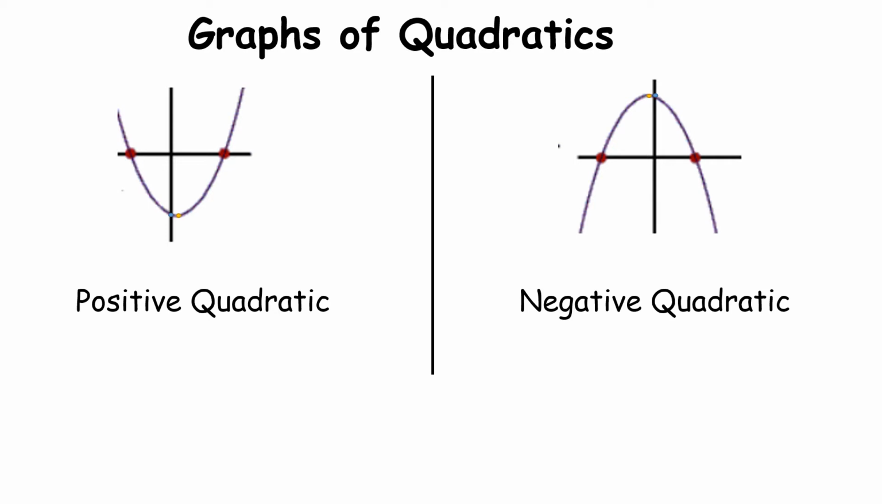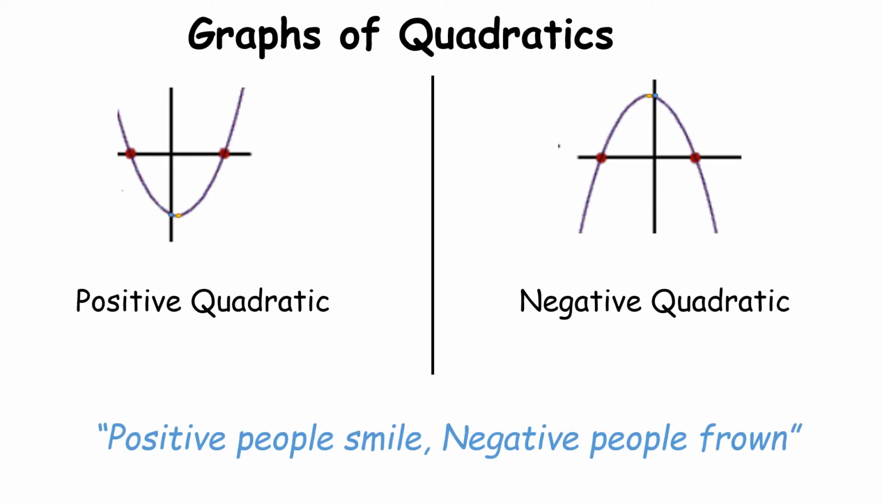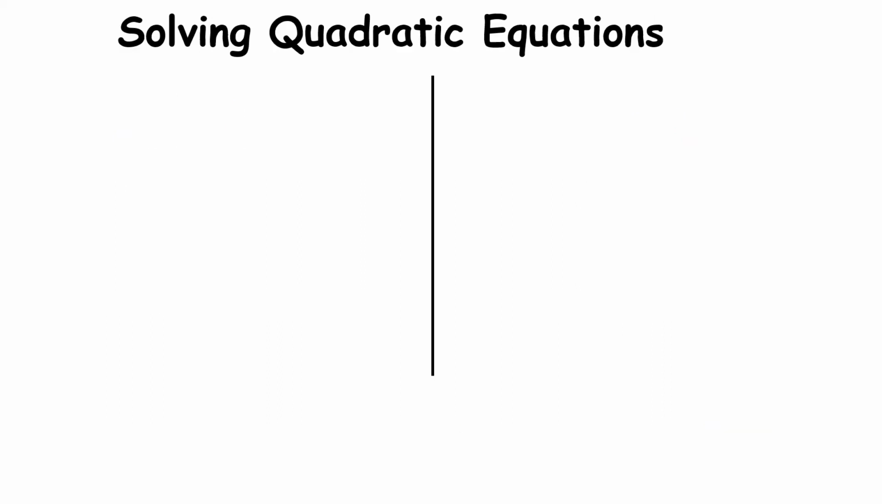The graph of a quadratic, I think, is really important. You may or may not have seen this as you're solving quadratics, but I think it's important to understand what we're doing in terms of our graphs. So there are two graphs that we have. We have a positive graph and a negative graph. A great way to remember this is positive people smile, negative people frown.